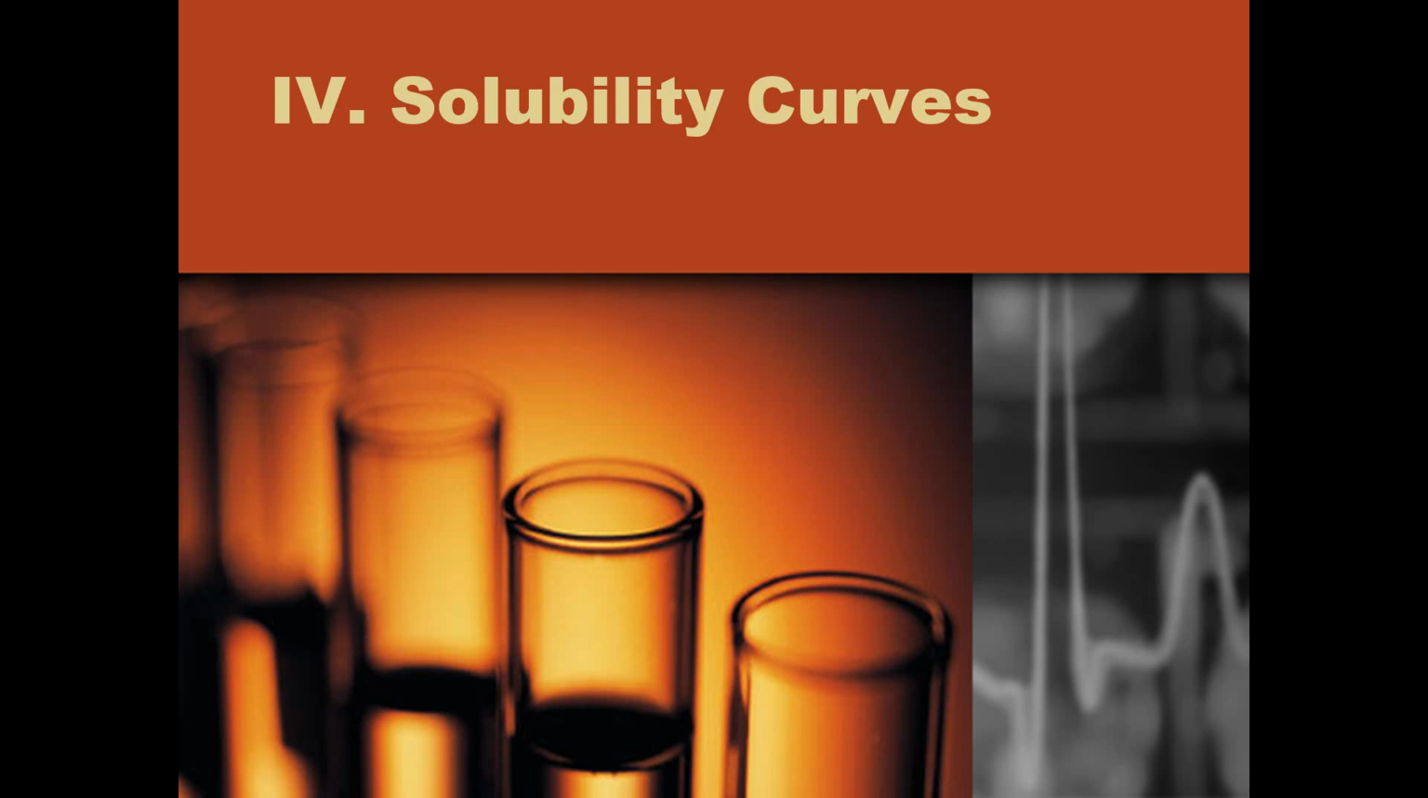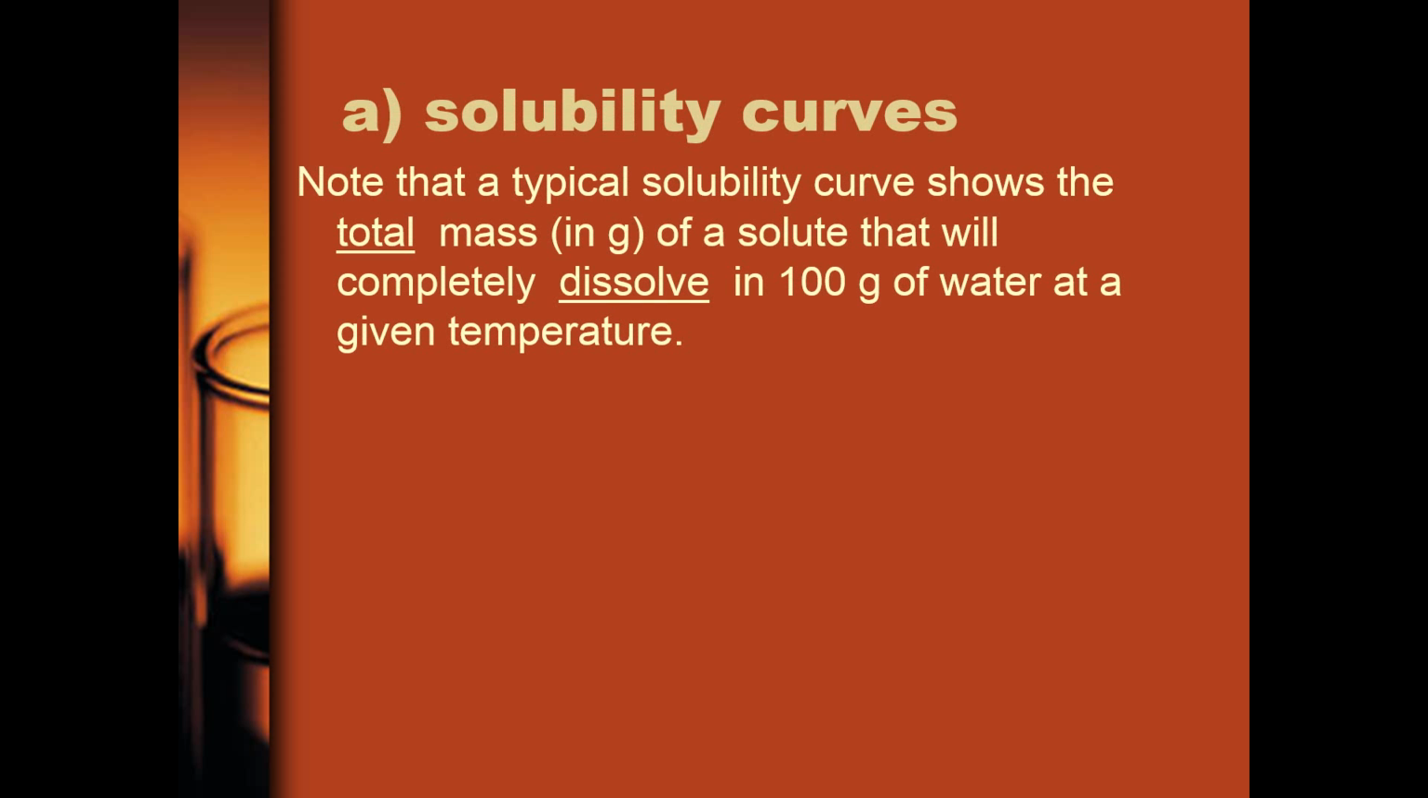So this is a video on how to attack solubility curve problems. The first thing you need to know about solubility curves is what the curves represent. A typical solubility curve basically shows the amount of solute in grams that will completely dissolve in 100 grams of water. 100 grams and 100 milliliters of water are equal to each other, so sometimes you'll see the unit of water as grams or milliliters since they're equivalent.